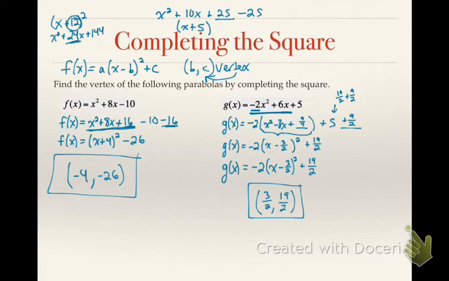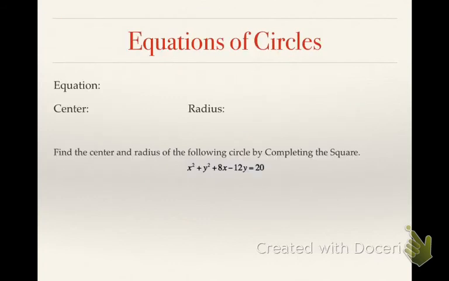And notice, as decimals, these are nice decimals, so you could have written 1.5 comma 9.5. That's the equivalent decimal coordinate pair for the vertex. Okay. So that's completing the square. Pause the video, write down anything you need to. Now let's look at the equations of circles.